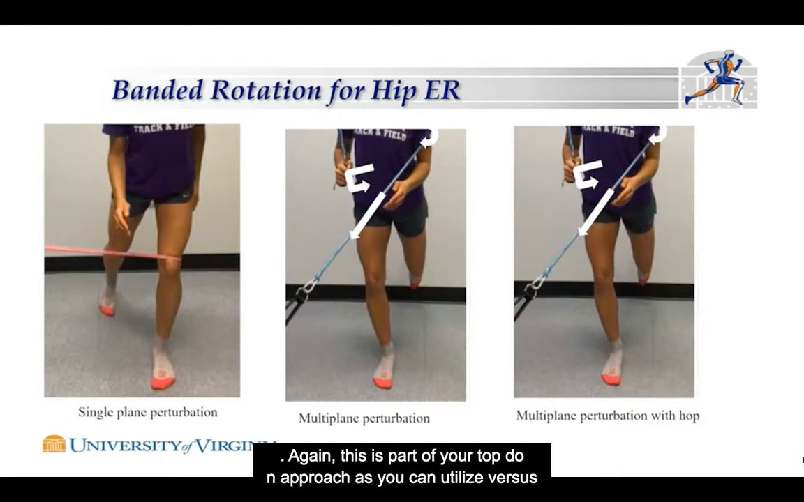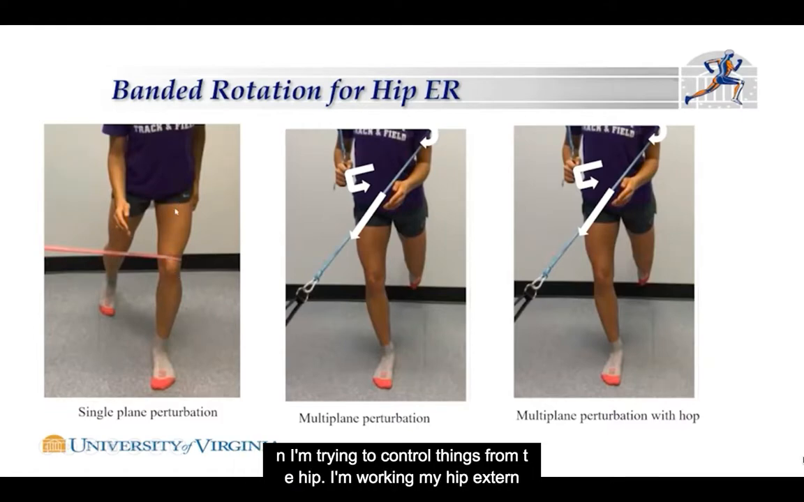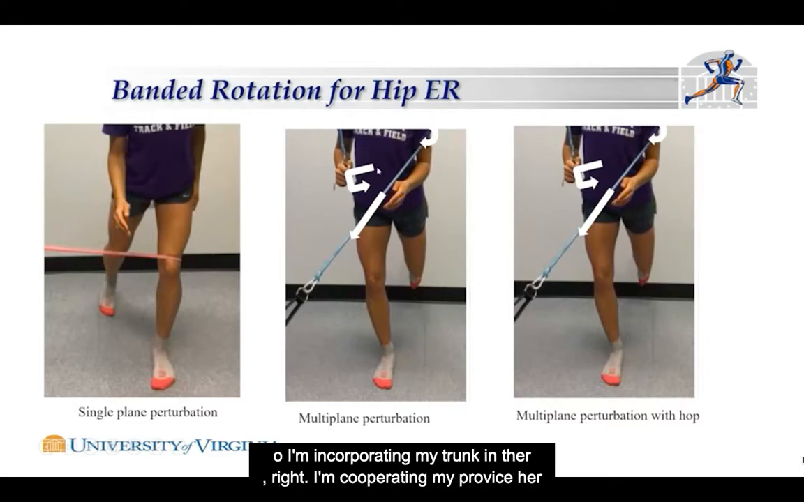Again, this is part of your top-down approach that you can utilize versus a bottom-up. So this is more of a bottom-up approach here, where I'm trying to control things from the hip. I'm working my hip external rotators from the bottom up, versus a top-down approach where I'm looking at progressing that exercise here. Now I have to control, so I'm incorporating my trunk in there, I'm incorporating my pelvis here, and then my hip all the way down in through there.